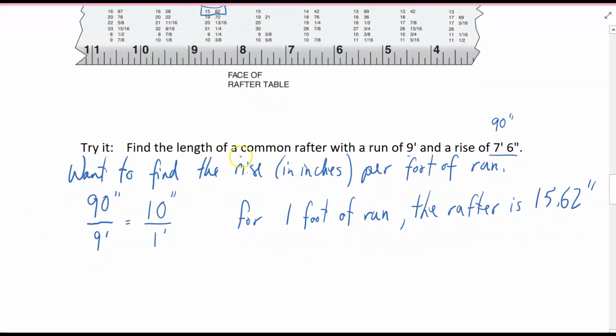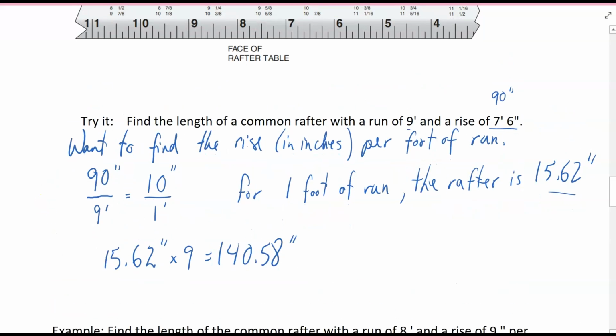We were asked to find the length of the common rafter for a run of 9 feet. So I must multiply that value by 9. So 15.62 inches times 9 is, good old calculator, 140.58. That's in inches. All right, that is the length of the common rafter in inches. Shall we take this down to feet and inches and even a partial inch? Let's do 16ths again. Okay, so put it to the nearest 16th of an inch.